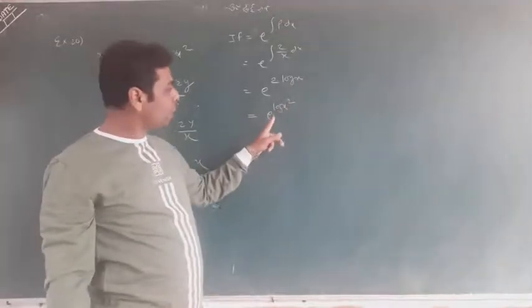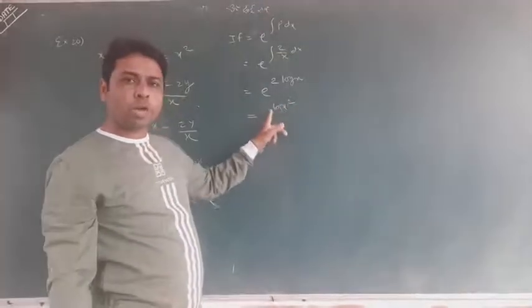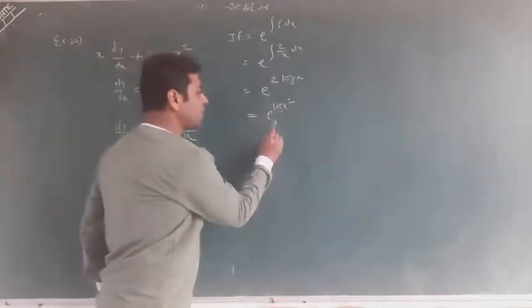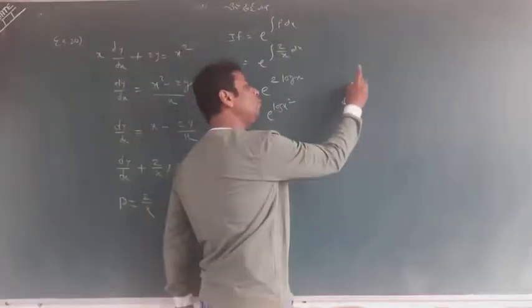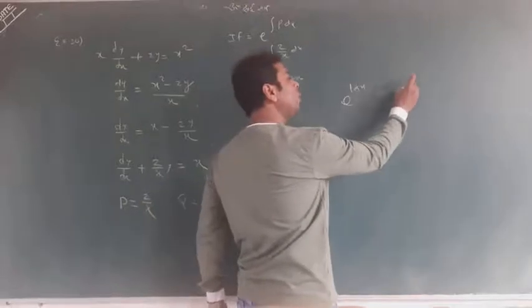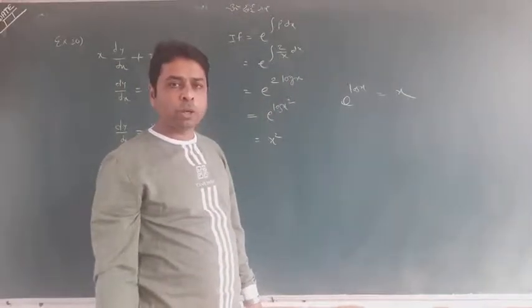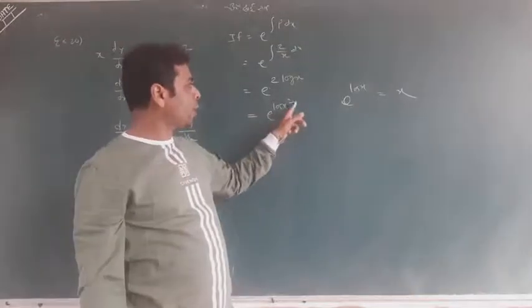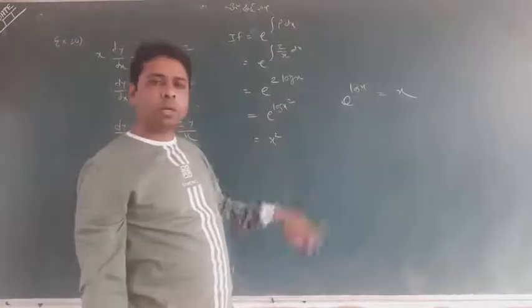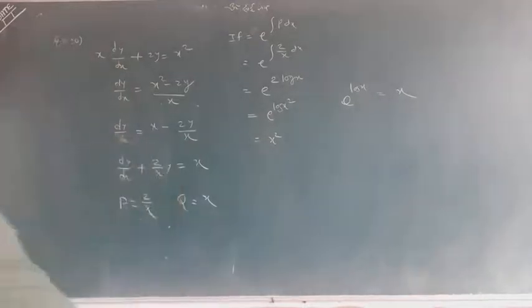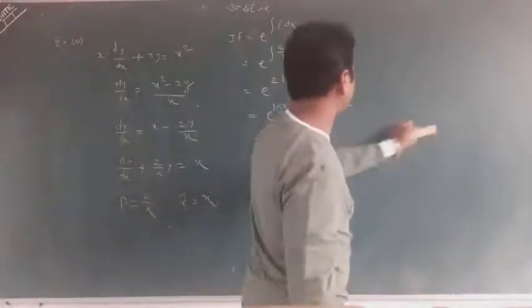You remember that whenever e to the power log comes, e and log cancel each other, so the only answer is x square. You should remember that e to the power log x equals x, we read in differentiation. So e to the power log x square will be x square, e and log cancel each other. Don't show the cancelling, but it means the same, x square.